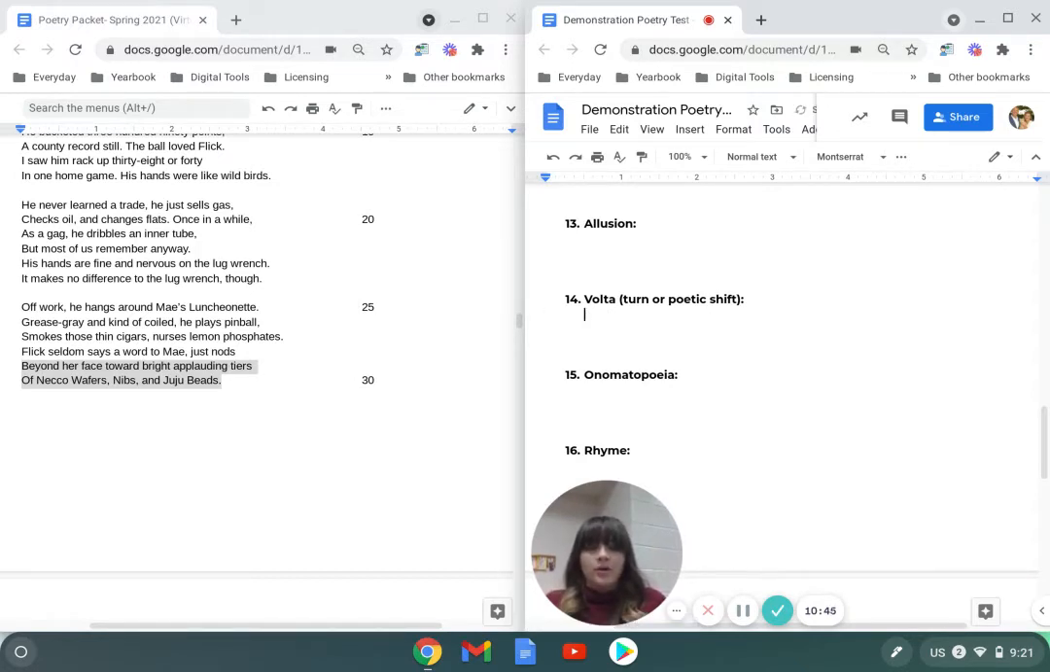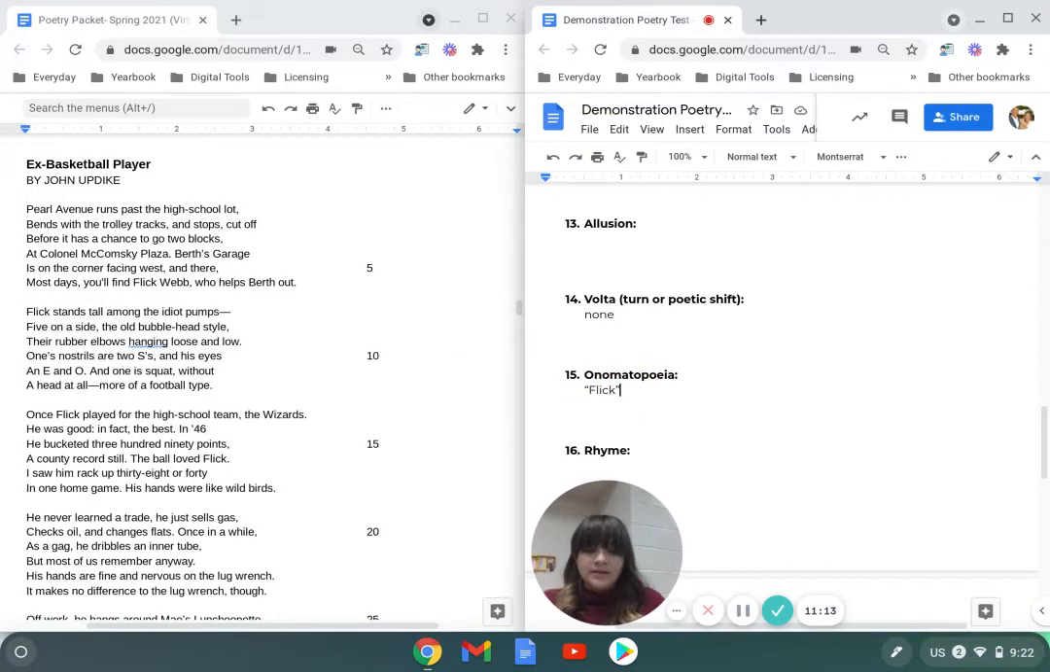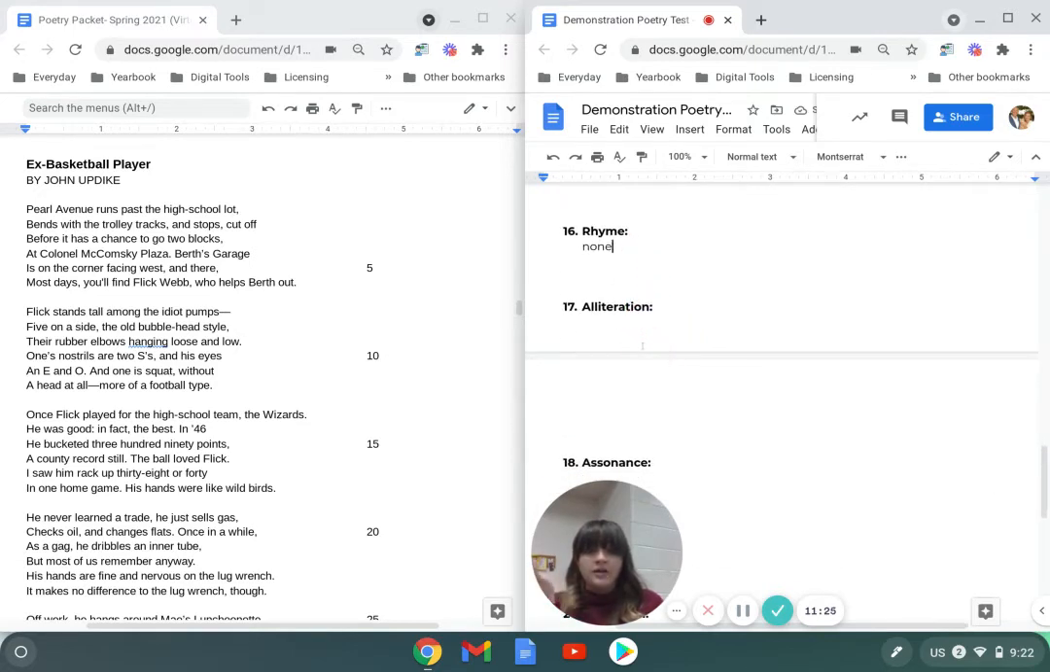I know that this is not in the poem. I read through it. I didn't see anywhere where it shifted from one idea to the other. So that's definitely a no. The only onomatopoeia that I found was actually Flick's name, okay? Flick's name is an onomatopoeia. And I'll just use the first line that I saw Flick, which was line 6. Maybe you found another one and that's fine. There's no rhyme in this poem also. So that's an easy one to fill out first as well. There's either rhyme or there's not.